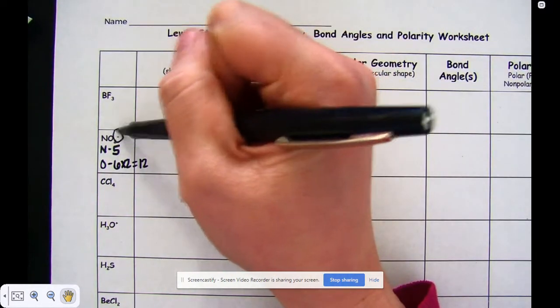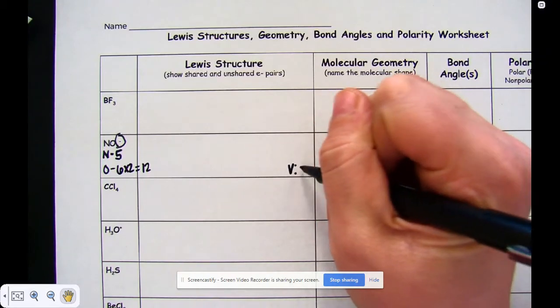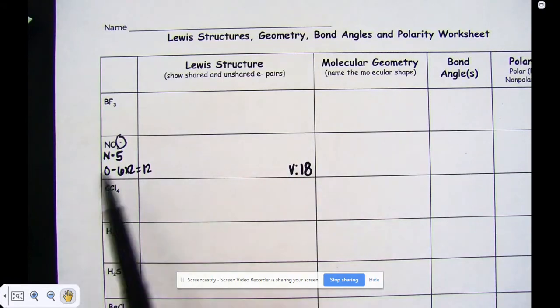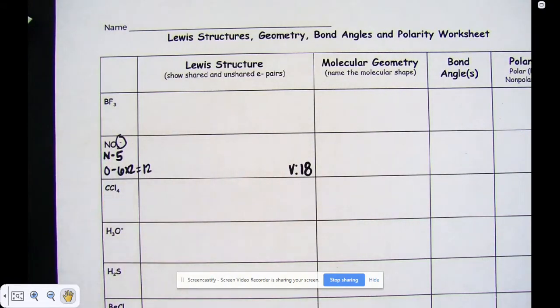But I have a negative charge, which means I have a total of 18 valence electrons instead of 17, because 5 from nitrogen, 12 from oxygen, plus this 1 extra from my negative. Which means once I draw this Lewis structure, I need to make sure that I put it in brackets with the charge on the outside.